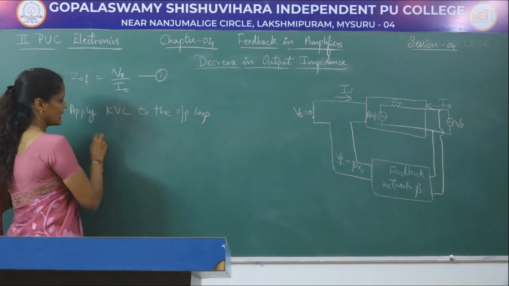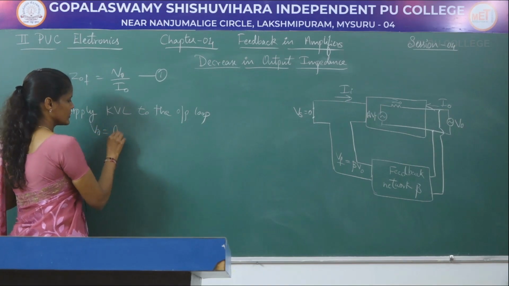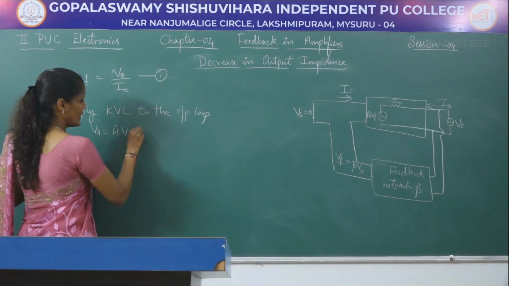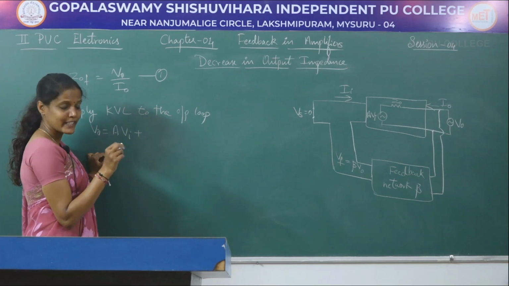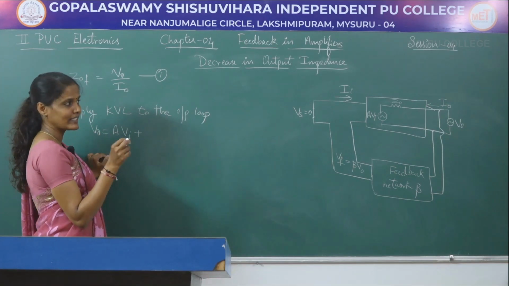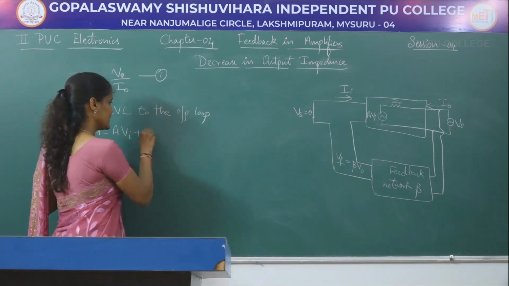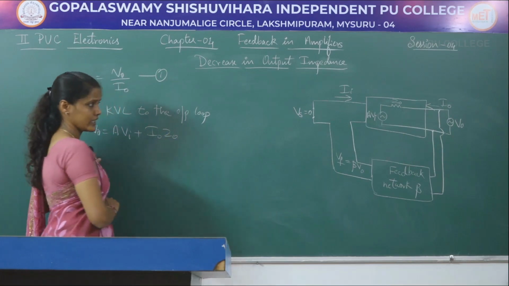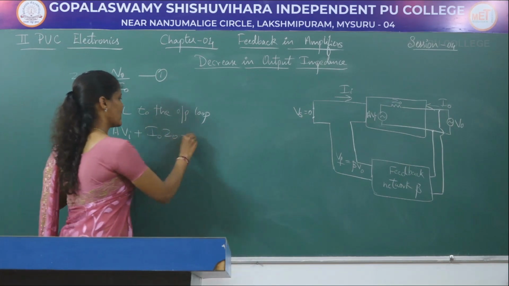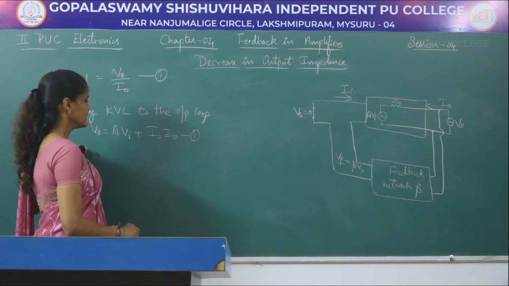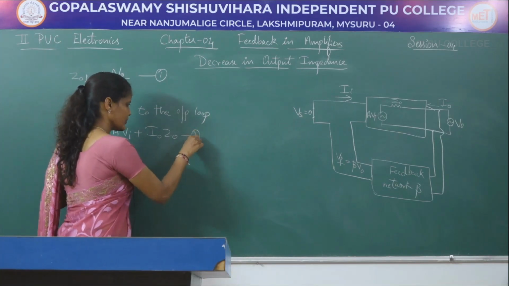Then according to that, V naught will be equal to A into Vi plus the voltage drop across Z naught, which is equal to the product of current and that impedance value, that is I naught into Z naught. Let us call this equation number 1, and this equation number 2.